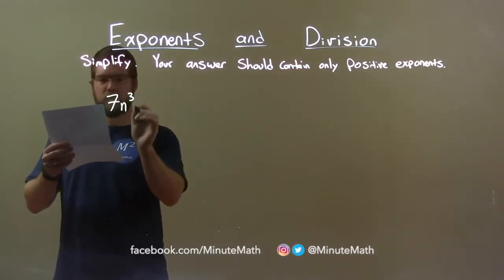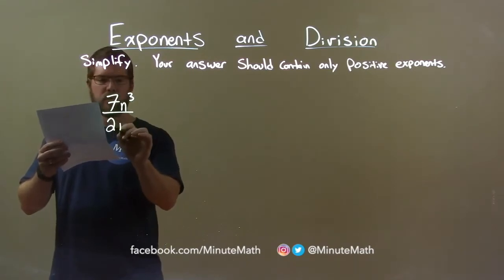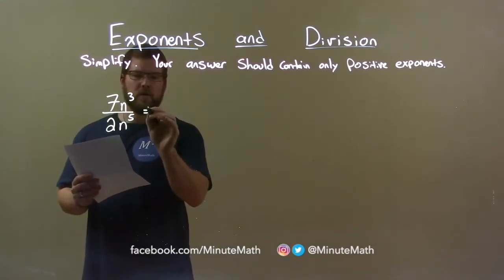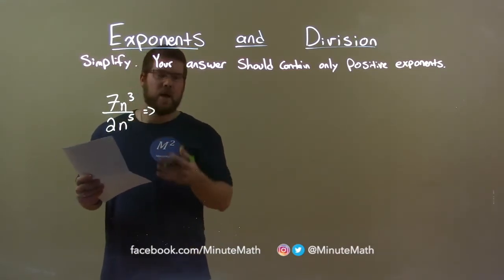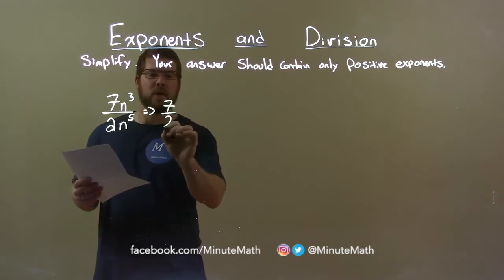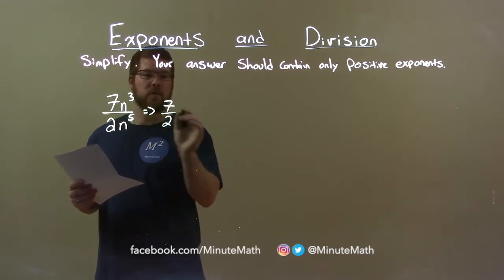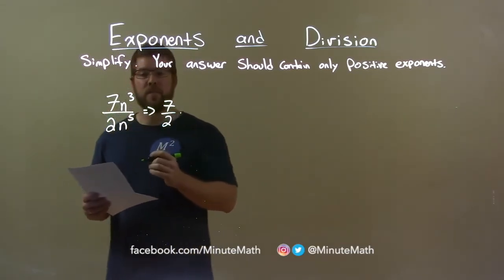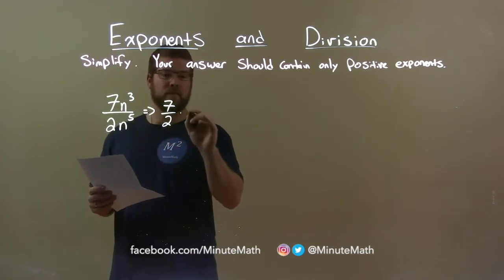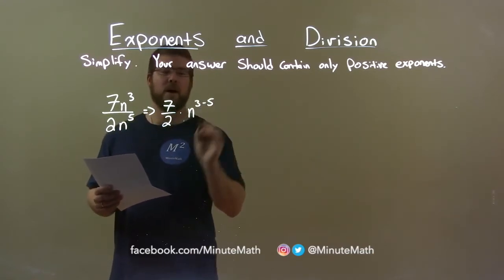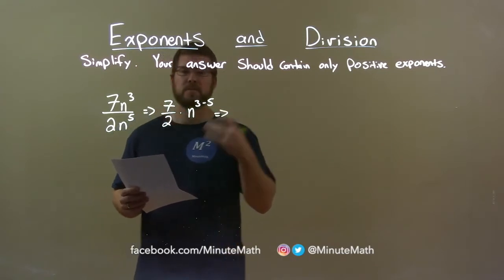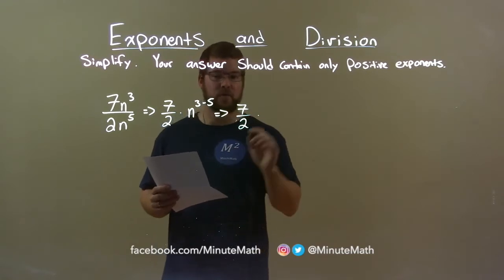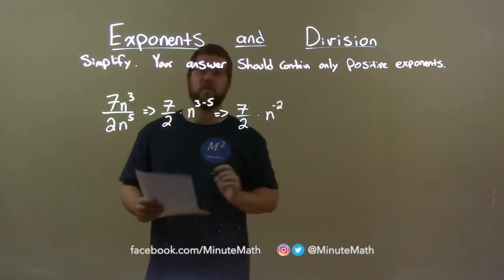7n to the 3rd power over 2n to the 5th power. Well, our coefficients are 7 over 2. That cannot be simplified, so we're going to keep that fraction for the rest of the problem. We have n to the 3rd power over n to the 5th power. Since the same base as the variable m, we take the exponents and we subtract them. So we have n to the 3 minus 5 power. Keep on going, simplify this. 7 halves times 3 minus 5 is negative 2, and we have times n to the negative 2 power.